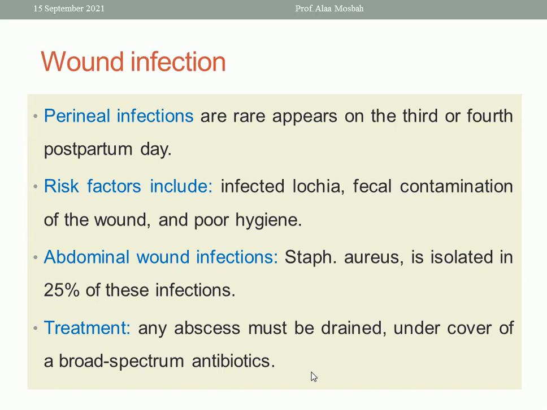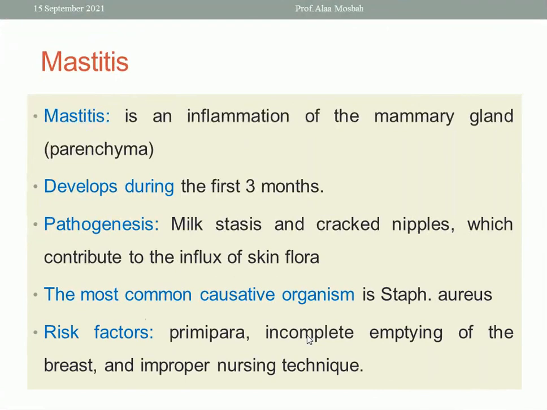Perineal infections are rare and appear on the third or fourth postpartum day, and the risk factors include infected lochia, fecal contamination of the wound, and poor hygiene. Abdominal wound infection is usually caused by Staph aureus, isolated in 25% of cases. Treatment: any abscess should be drained, as you know, and you should give a broad spectrum antibiotic and clean the wound with antiseptics.